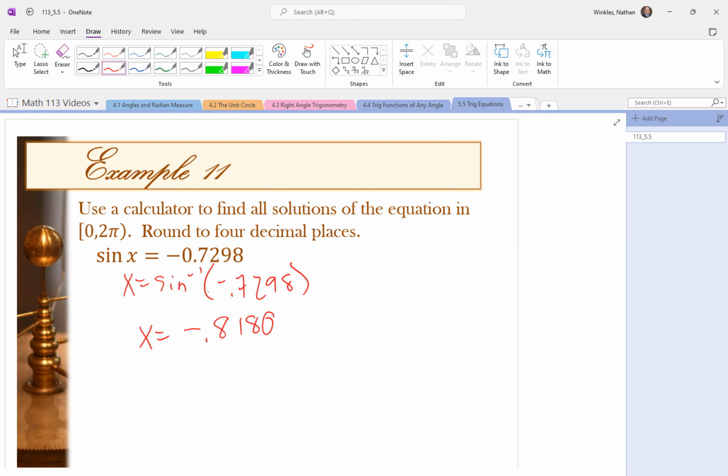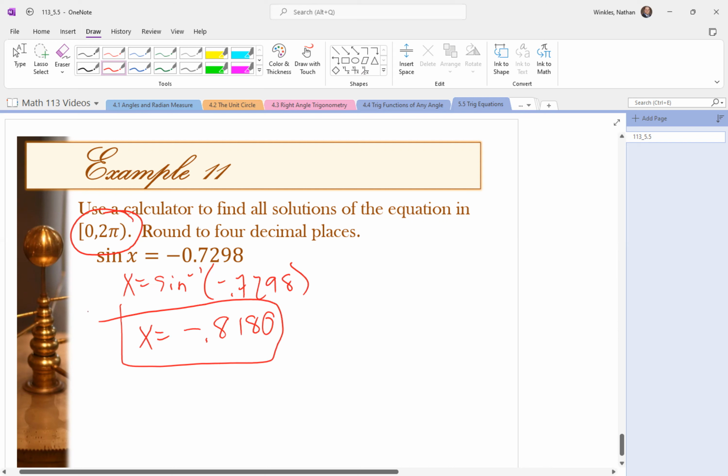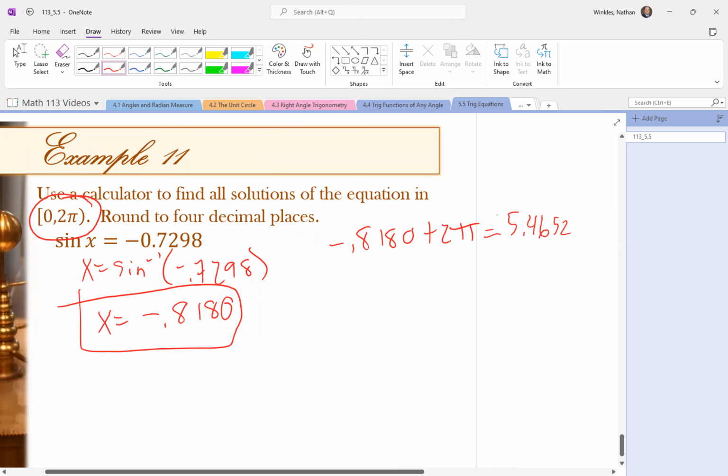Now, the problem with that is we need to be between 0 and 2 pi. So once we get our answer here, we have two things we need to do. Negative 0.8180 plus 2 pi is going to give us 5.4652. This is our first answer.